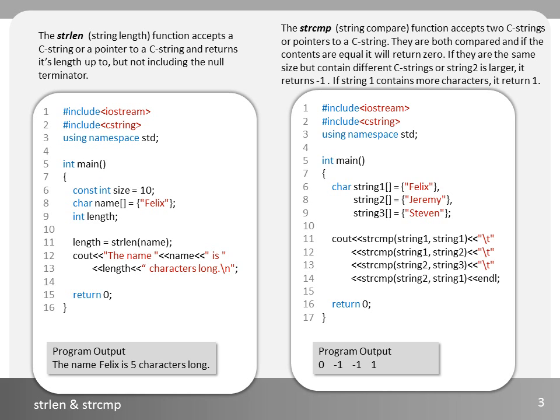The first time it compares the first string to itself, returning 0. Then the other two strings are compared to each other, returning -1 since they are both of the same length. Finally, the second string is compared with the first one, resulting in +1, since string 2, Jeremy, is longer than string 1, Felix.